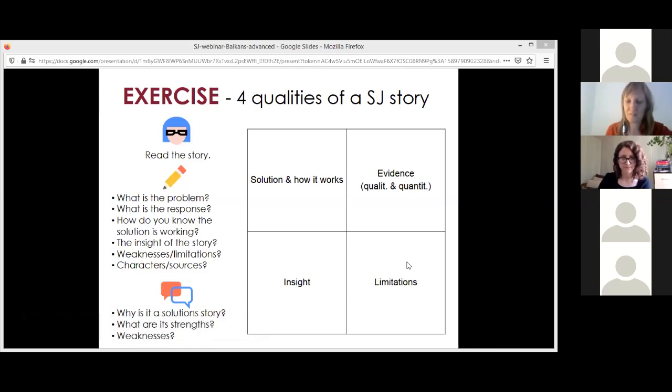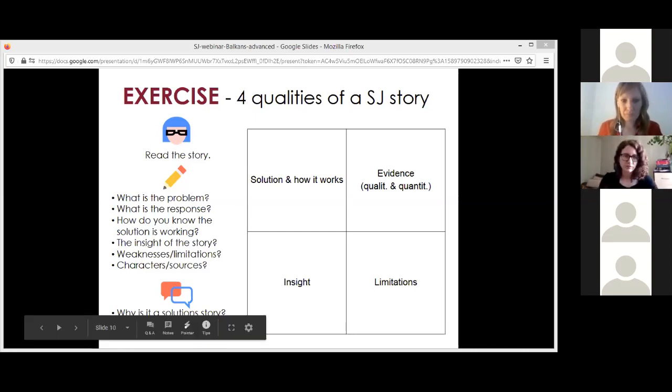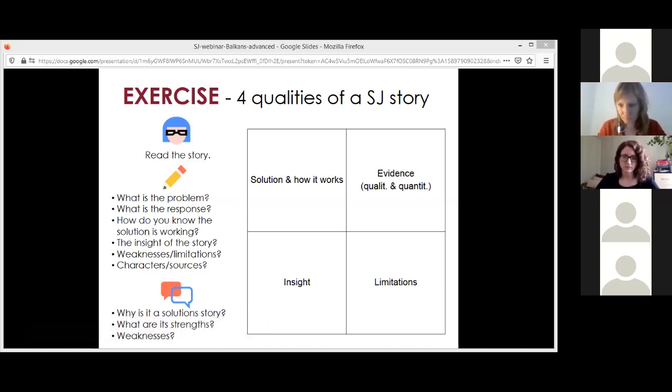From this story, I saw that the problem is this way of protecting women is just one tool to protect them, and there is no law against domestic violence in Belarus. That is a limitation.